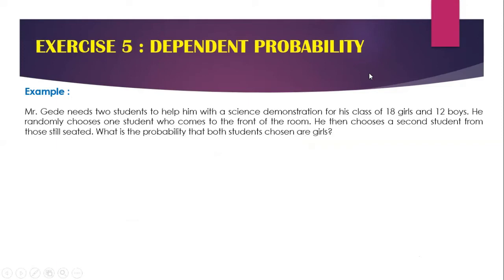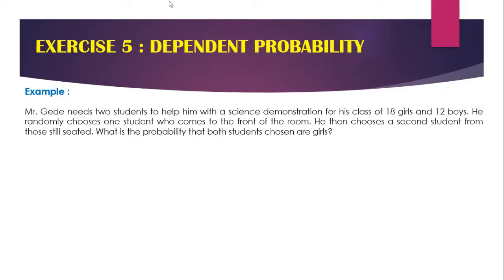Okay, this is the last. Mr. Gede needs two students to help him with the science demonstration for his class of 18 girls and 12 boys. He randomly chooses one student who comes to the front of the room. He then chooses a second student from those still in class. What is the probability that both students are chosen from those girls? Students, this question is very easy.